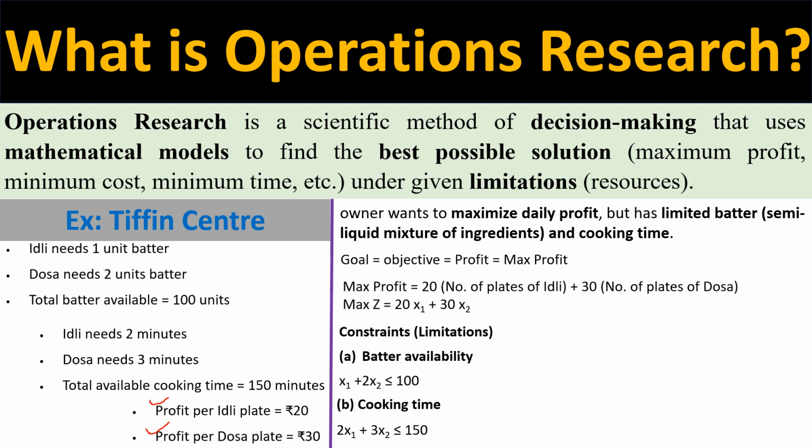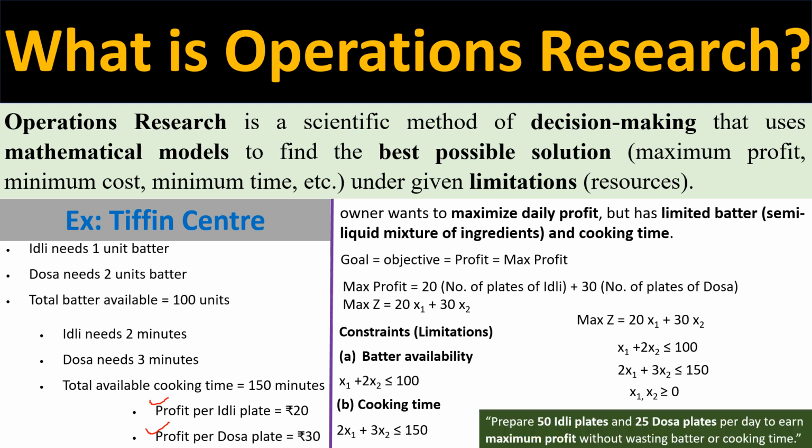Now we have to write down this data in the form of equations, that is, maximize Z equal to 20 X1 plus 30 X2, subject to the constraints X1 plus 2 X2 less than or equal to 100, 2 X1 plus 3 X2 less than or equal to 150, and X1, X2 greater than or equal to 0. Now we have to find the solution by applying the mathematical model.